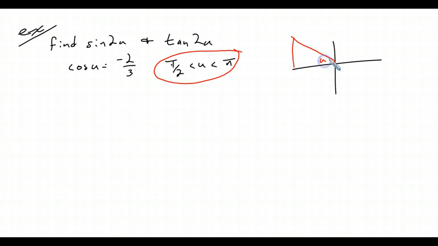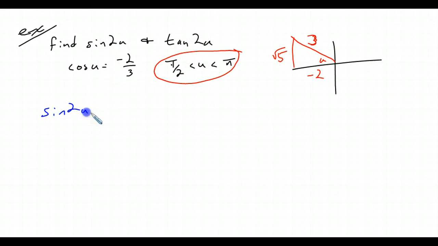So here is u, your reference angle to the x-axis. You have adjacent, it's going in the negative direction in the x, so negative 2 and 3. And then by Pythagorean theorem, you will have this side to be square root of 5. It's going up, so it's positive. We're good there. And then I want to find sine of 2u and tangent of 2u.